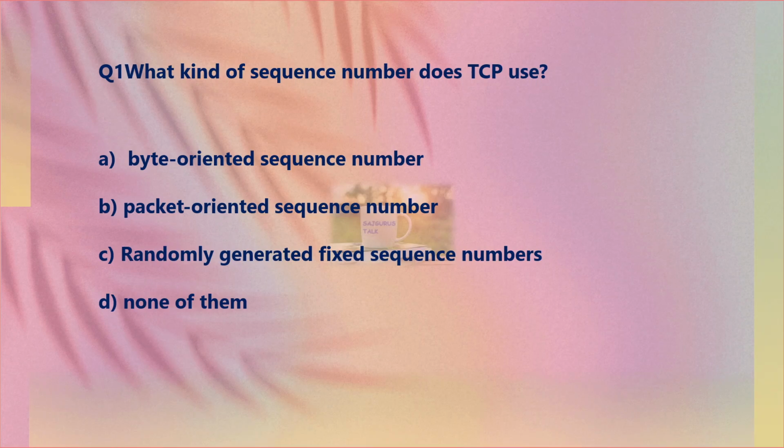Options: byte-oriented sequence number, packet-oriented sequence number, randomly generated fixed sequence numbers, none of them. Generally, TCP uses byte-oriented sequence numbering to ensure reliable, ordered, and efficient data transmission over a network. So, the answer is A, byte-oriented sequence number.